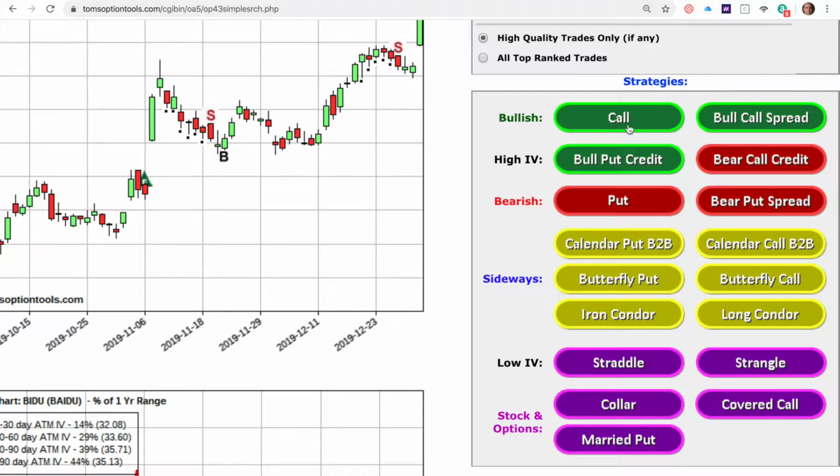First off, you'll notice that we have some basic strategies right here listed under the strategy section. For bullish, we have calls and bull call spreads, or long call spreads, they're also called. Those are bullish opportunities. We have bearish trades, buying a put or buying a bear put spread. Both of those are bearish things. We also have high implied volatility selections, bull put credit and bear call credit.